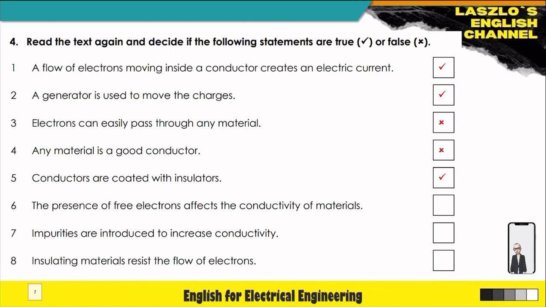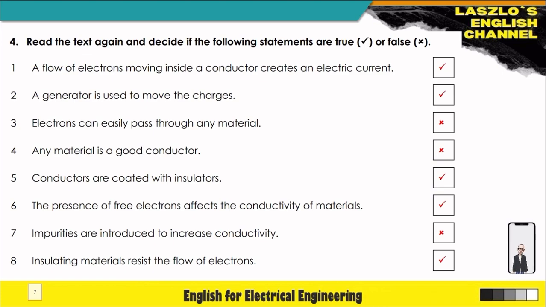The presence of free electrons affects the conductivity of materials. That is true once again. Impurities are introduced to increase conductivity. Hopefully you are all saying that this one is wrong, because the correct answer would be to reduce conductivity. Insulating materials resist the flow of electrons. That's true, that's actually the definition of insulating materials. Excellent. So true, true, false, false, true, true, false, true.